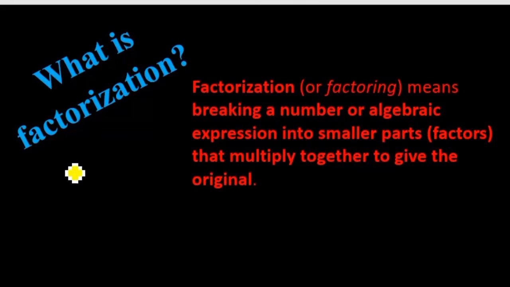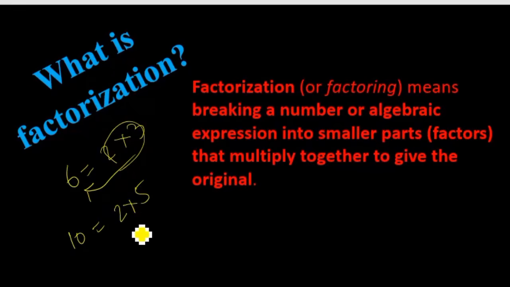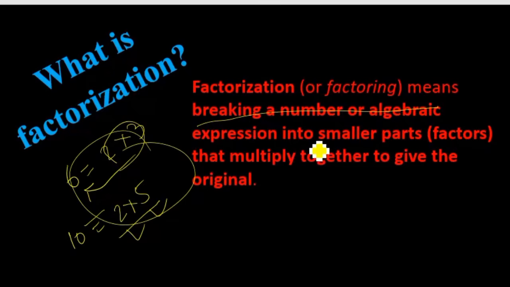Like if we have 6, what are the factors of 6? That is 2 times 3. These are called the factors of the number. Similarly, if we have another number, 10, what are the factors of 10? 2 multiplied by 5. So 2 and 5 are the factors. Look here, breaking a number or algebraic expression, this is an example of a number, not an algebraic expression, into smaller parts that multiply together to give the original number. It means when you multiply the factors, you get the original number.